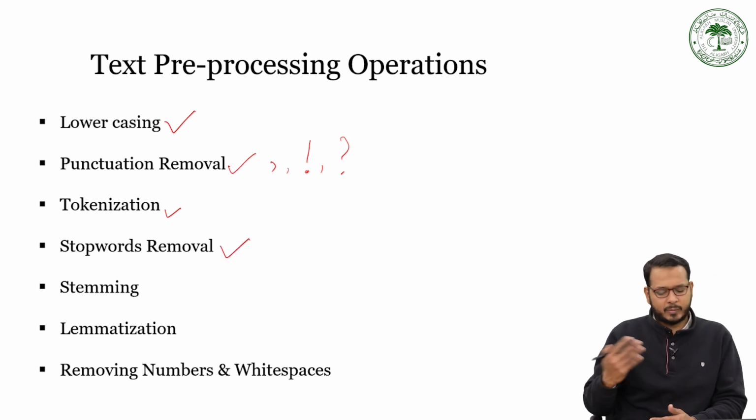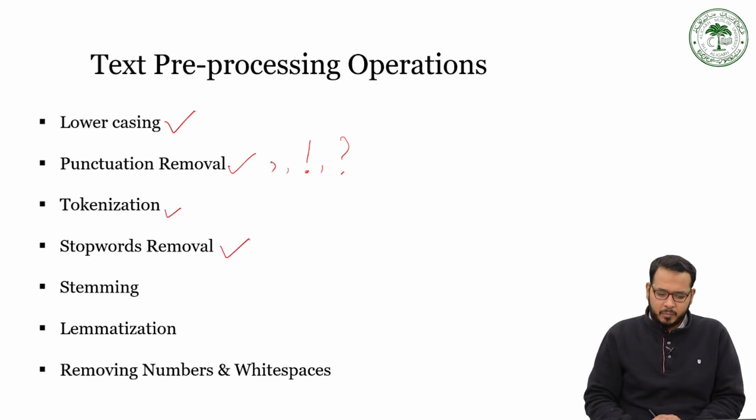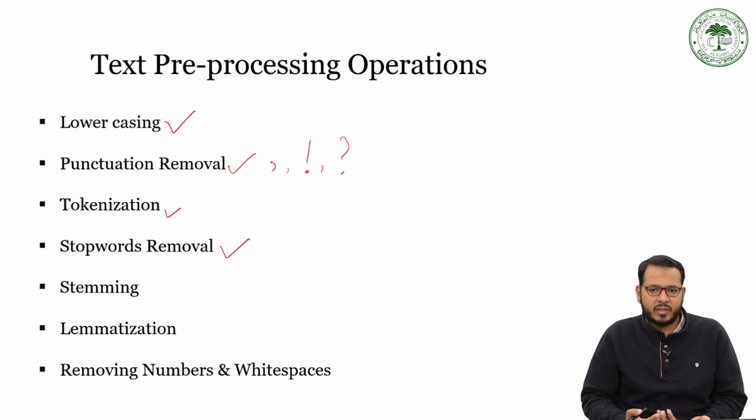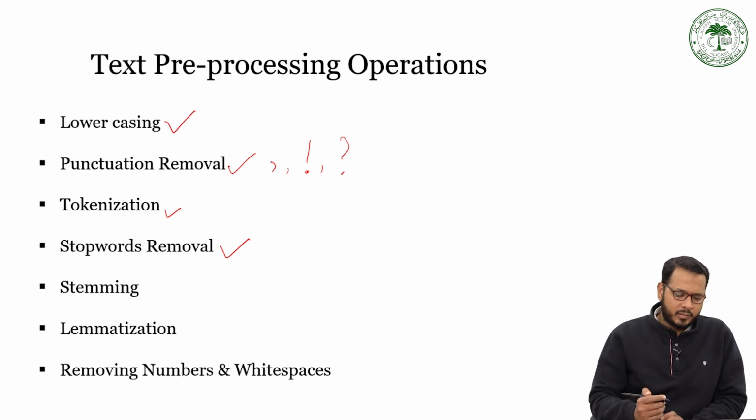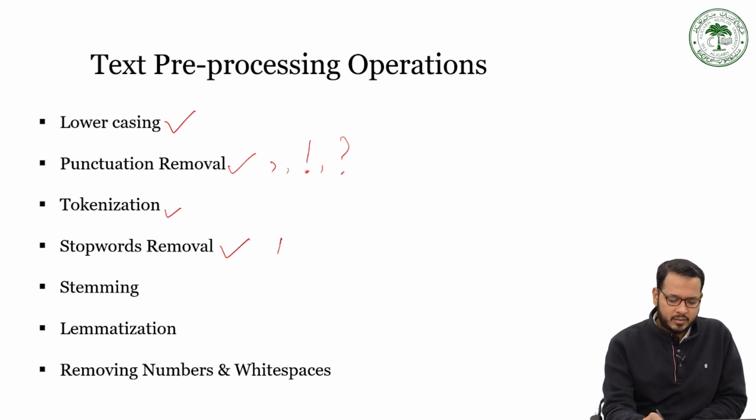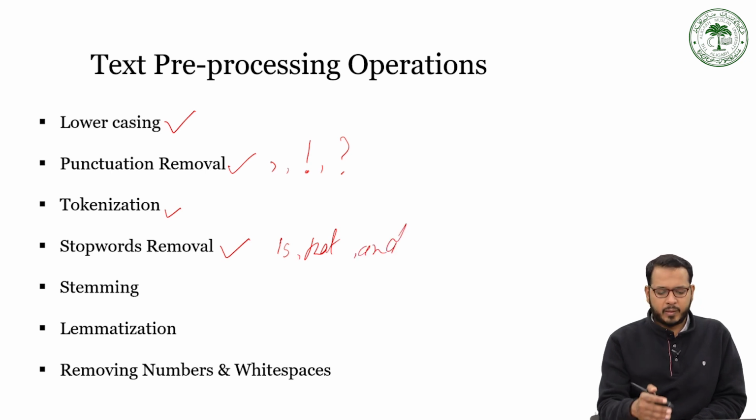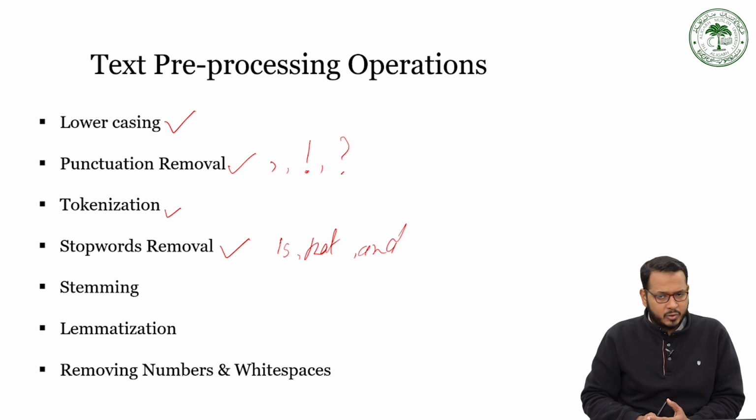Then often, before supplying the text to the machine learning model, we also remove the stop words. Stop words are those commonly used words that once again do not usually carry much meaning related to the text, in this case the email. So words like is, that, and, all of them are examples of stop words, and they do not add much to the meaning.